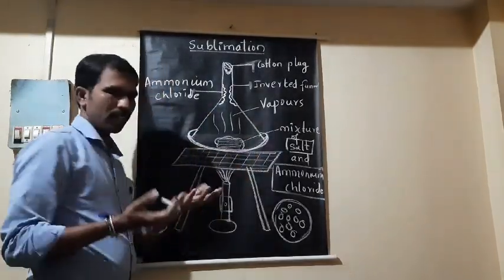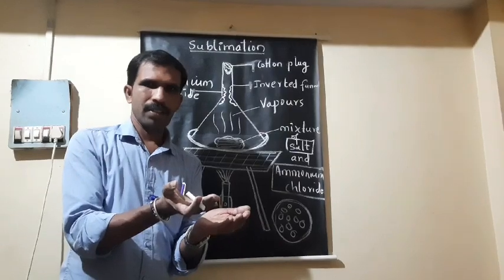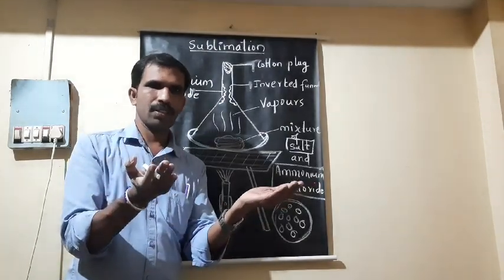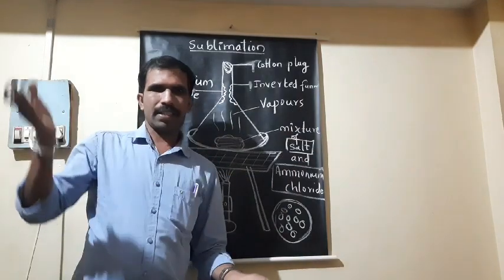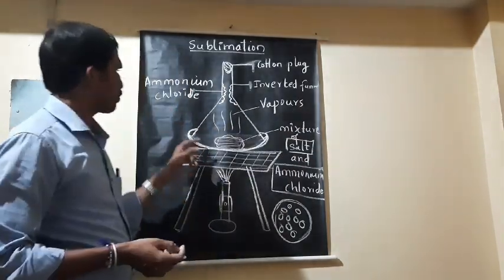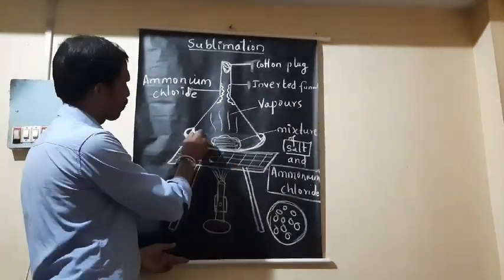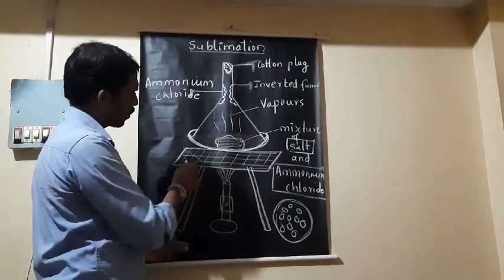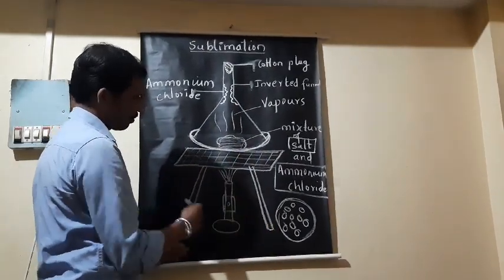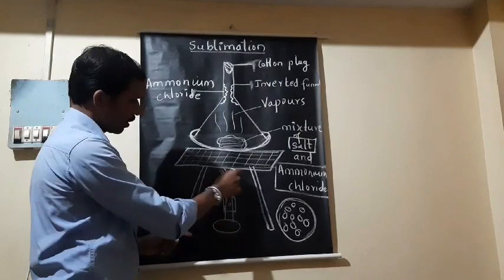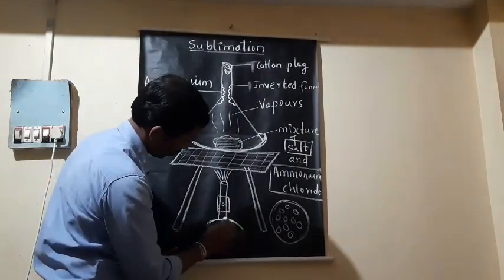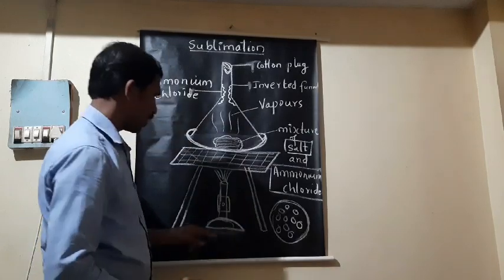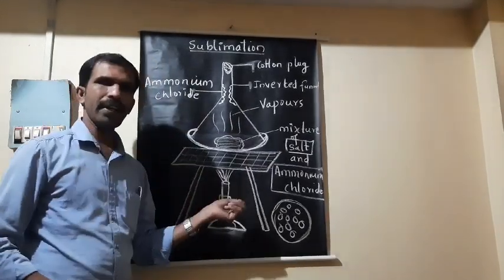A watch glass is a round glass. Can I give an example like a convex lens? It looks like a convex lens, or a crescent moon shape. Then we want a stand and a Bunsen burner. We need a Bunsen burner to provide heat.